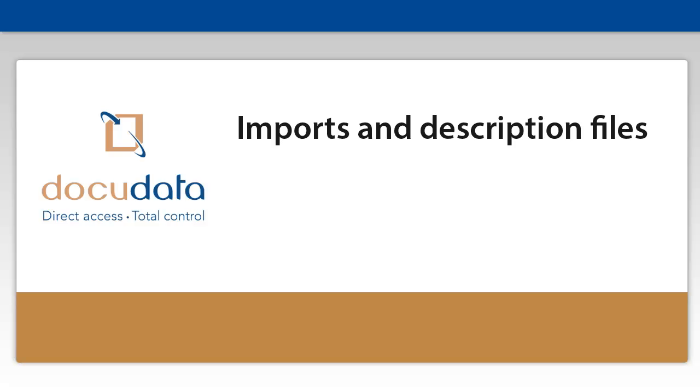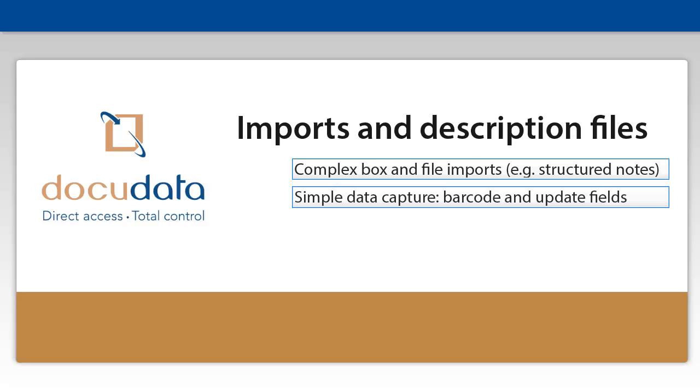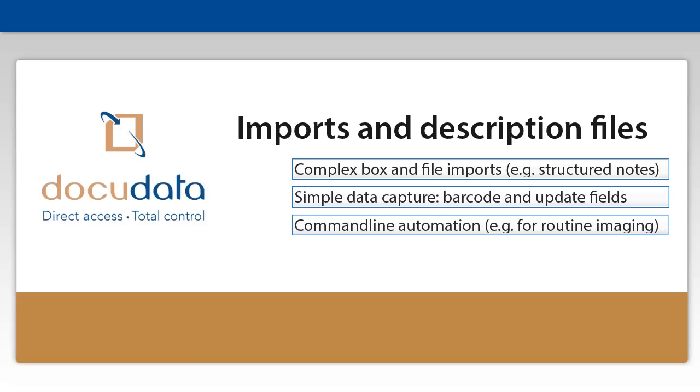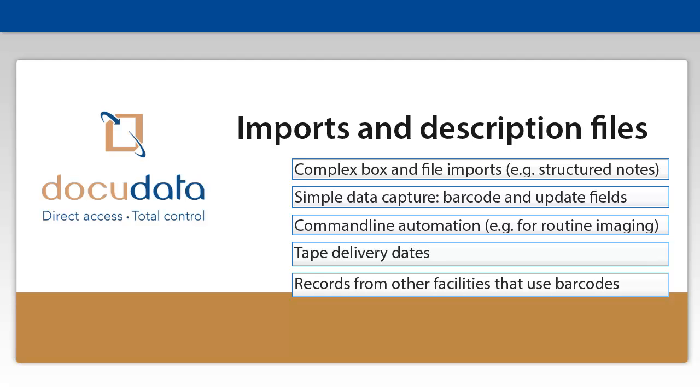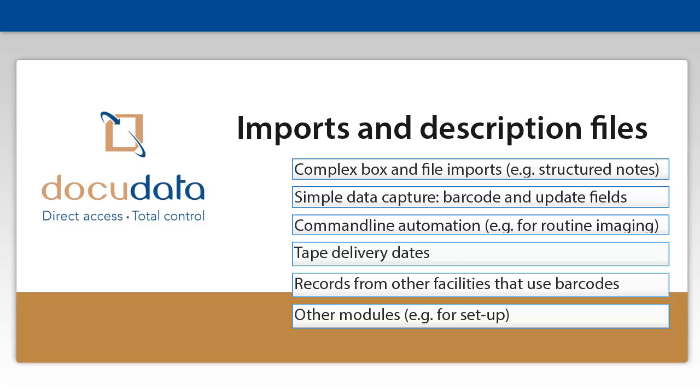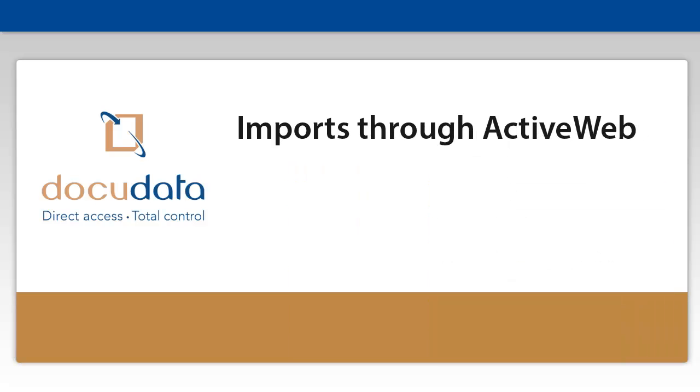There are many things that we can do with imports and description files. This includes more complex box and file imports, for example, importing information about documents and files to structured note fields, simplified data capture consisting of only a barcode and whatever fields you wish to update, automation of projects and procedures using command line parameters, for example as part of a routine imaging project, management of future tape delivery dates, efficient intake of barcoded records from other facilities, import to other modules, for example for setting up locations and accounts, and setting up your clients with templates so that they can import their own data using ActiveWeb. More topics will be added later.